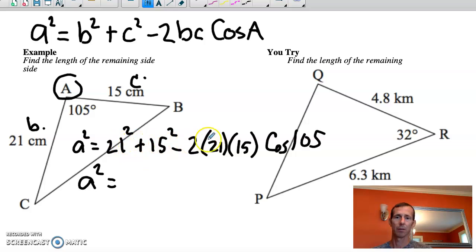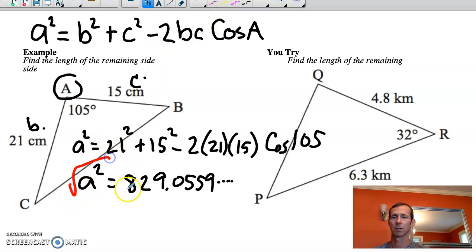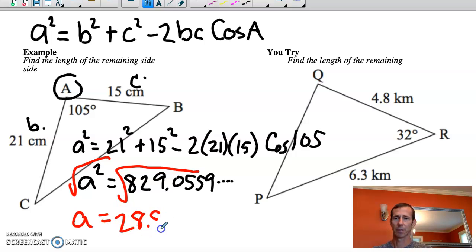That, if I type all of that in and hit enter, would equal 829.0559, etc. And we keep all of this in our calculator, and we don't round or deal with significant digits, sig figs, until the very end. So at the end of this, I would have to take a square root. And so the side length of A would be approximately equal to 28.8 centimeters.